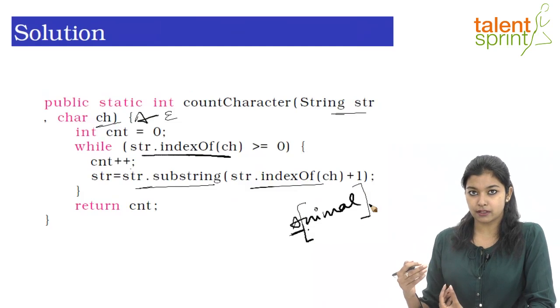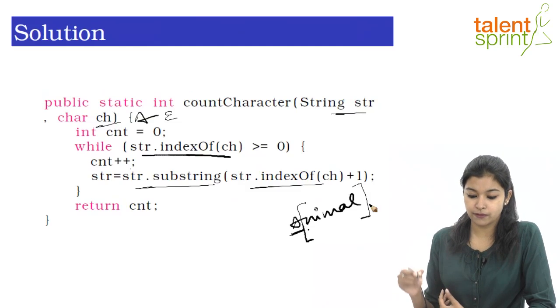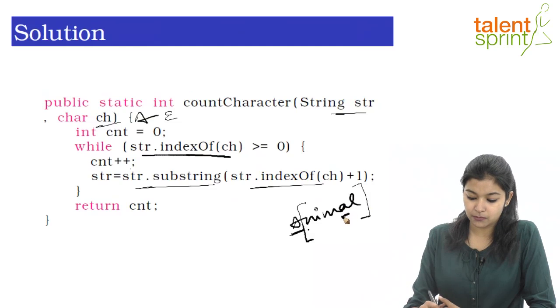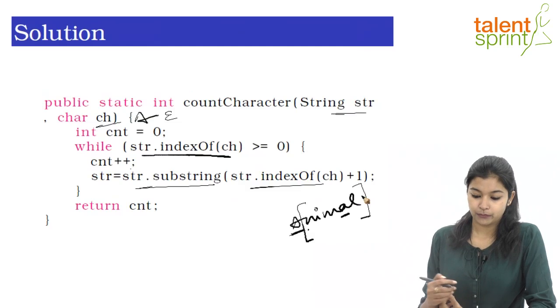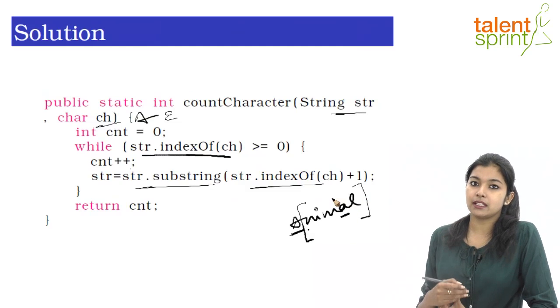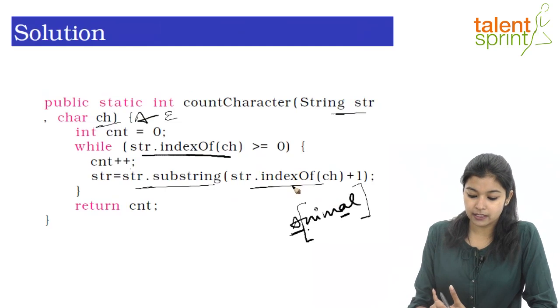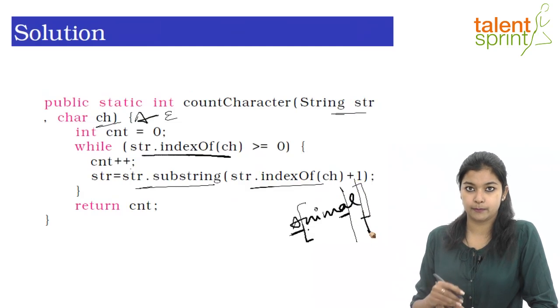In the next iteration, again we'll check string.indexOf(character), which is A. This time it comes to this location. Again, the index comes out to be greater than or equal to 0. We'll increase the count and then again do a substring. The substring is indexOf character plus 1, which will be the index of this character plus 1. So the final substring would be L.